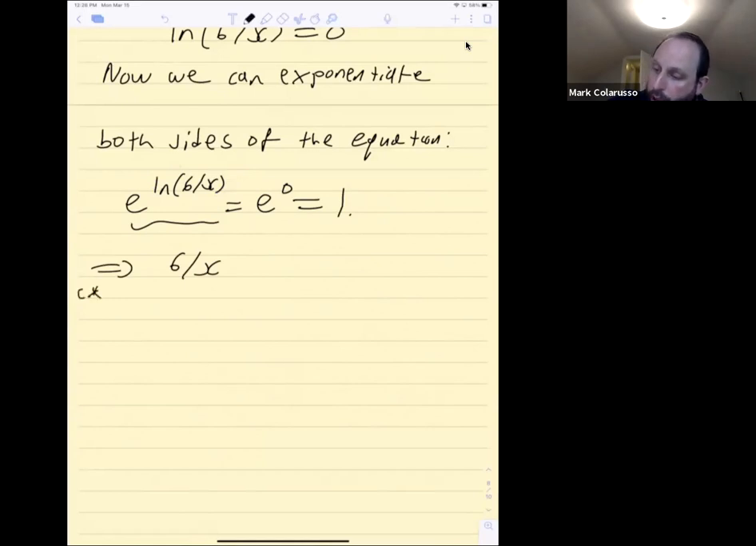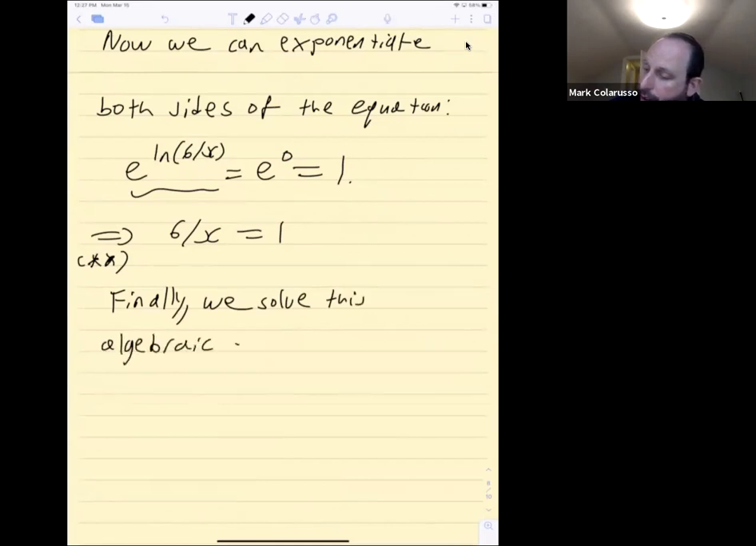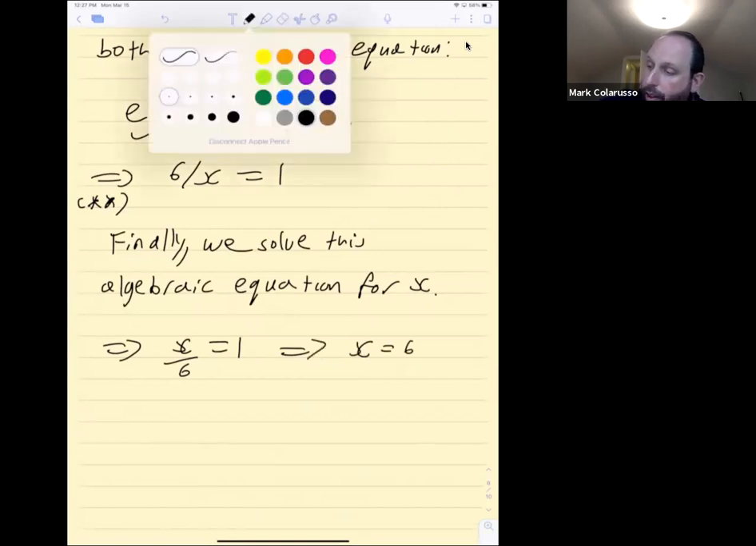So this is double star. So you get 6 over x equals 1. And now finally we solve this algebraic equation for x. And when you do that, you have x over 6 is 1. And so you can cross multiply, whatever you want to do, you get x equals 6. And that's the answer. So that's it, we did it.